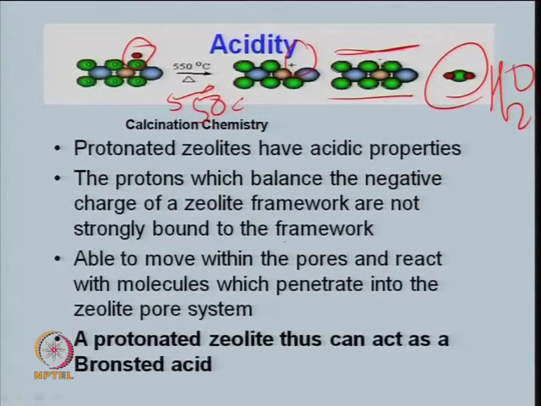So, protonated zeolites have the acidic property, as I discussed before, and the protons which balance the negative charge of the zeolite framework are not strongly bound to the framework. So, they are mobile in one way. They are able to move within the pores and react with molecules which penetrate into the zeolite pore system, because they are mobile in the framework of the zeolite.